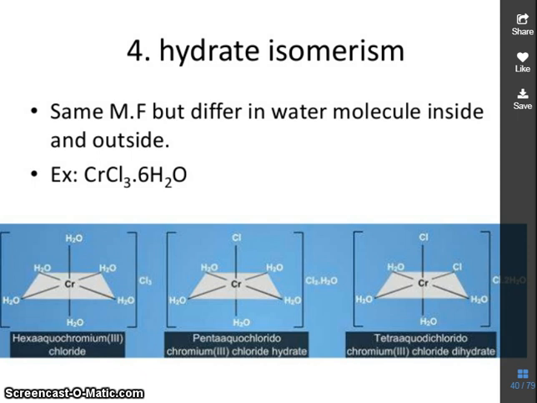Hydrate isomers have the same molecular formula but differ in water molecules inside and outside the coordination sphere. Look at this example: hexaaquachromium(III) chloride. Now you can see the water is outside and one chlorine is inside. Here you see tetraaquadichloridochromium(III) chloride dihydrate. So this is a dihydrate, this is a monohydrate, and this has no hydrate.